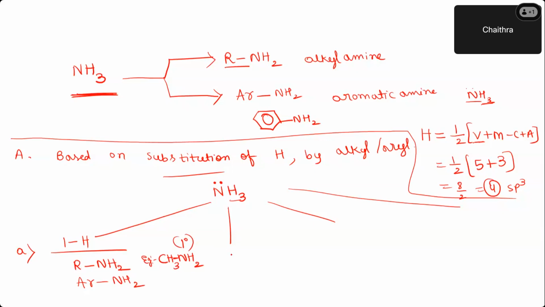Now here you replace 2 hydrogens by R groups. Second case, I'm replacing 2 hydrogens. So I'll remove 2 hydrogens and attach R groups. What will be left here if I replace 2 hydrogens? Only 1 hydrogen, right? I'll get it like this. On the nitrogen, a lone pair will be there.